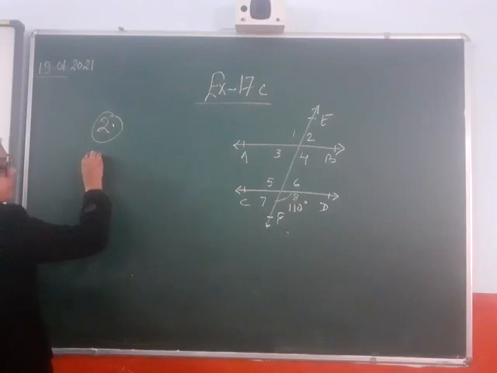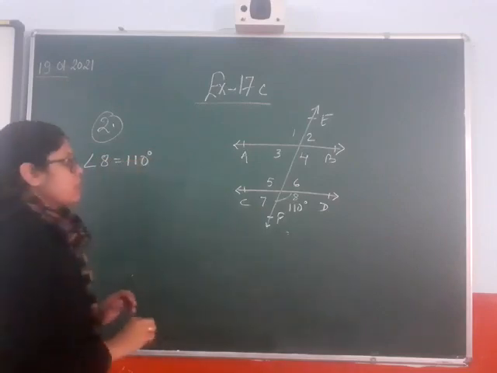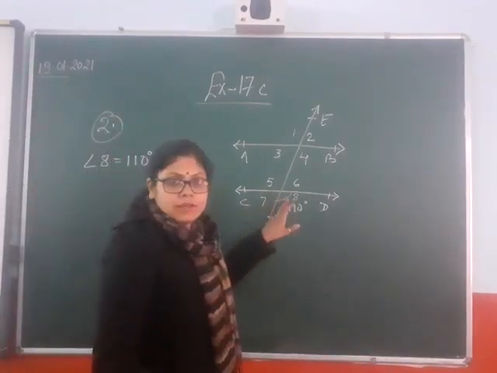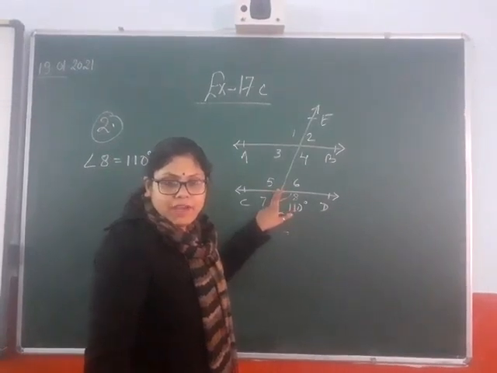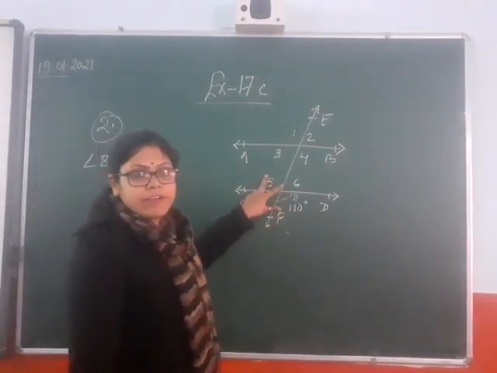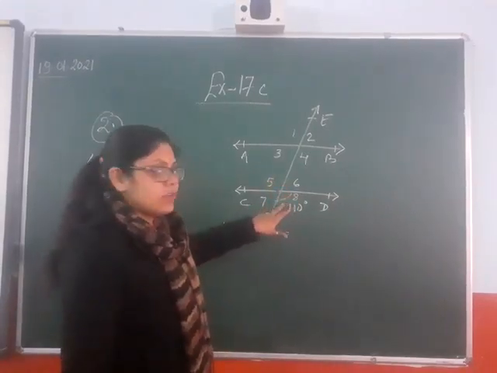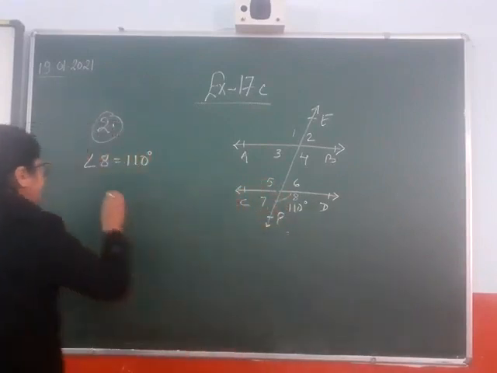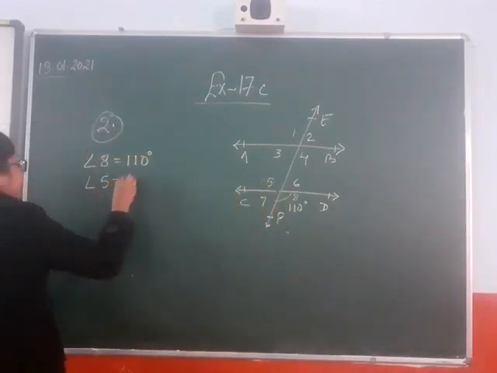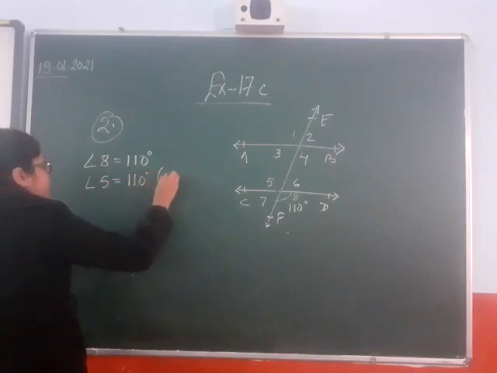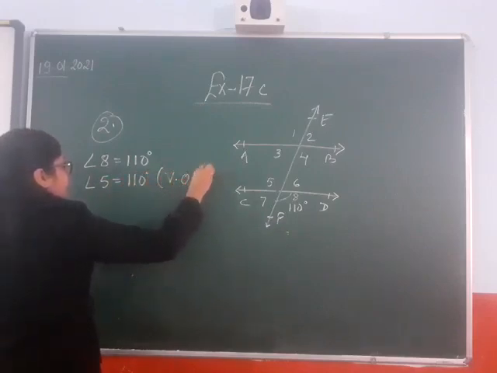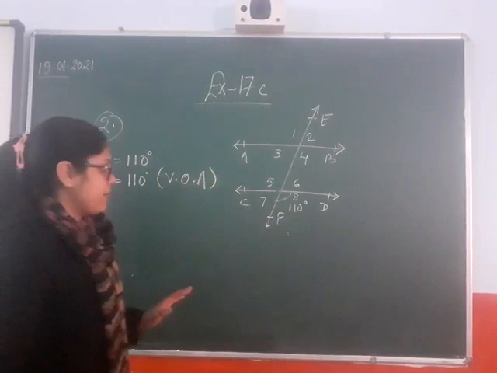Now come to this question. What is given here? Angle 8 equals 110 degrees. Now what will be the value of angle 5? Angle 8 and angle 5 are opposite angles, so they form vertically opposite angles. Because of vertically opposite angles, angle 5 will be equal to 110 degrees. You will give the reason: vertically opposite angles. So you got angle 5 here.